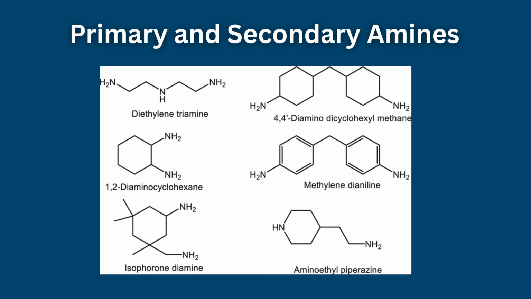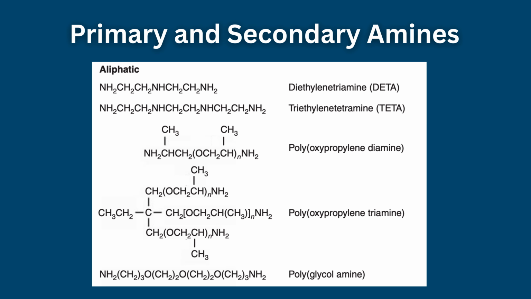Primary and secondary aliphatic amines were among the earliest curing agents developed for epoxy resins. Their widespread use stems from their ability to react rapidly with epoxy groups at ambient temperature, forming highly cross-linked thermoset networks. In this reaction, the amine nitrogen attacks the electrophilic carbon atom of the epoxy ring, resulting in ring opening and formation of a hydroxyl group. This reaction creates a secondary or tertiary amine linkage within the polymer network.